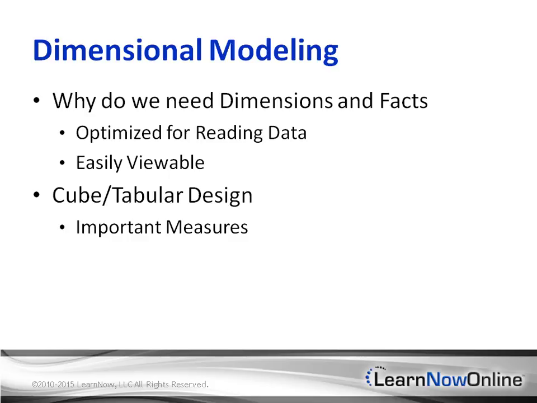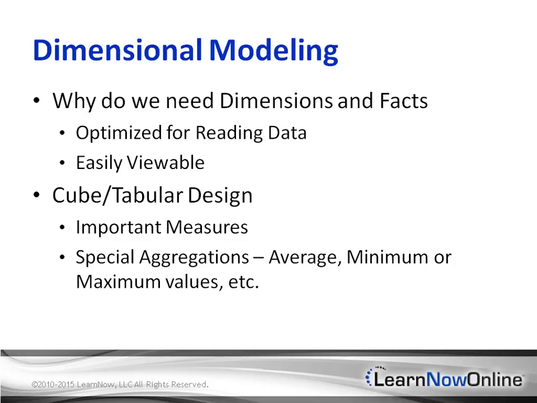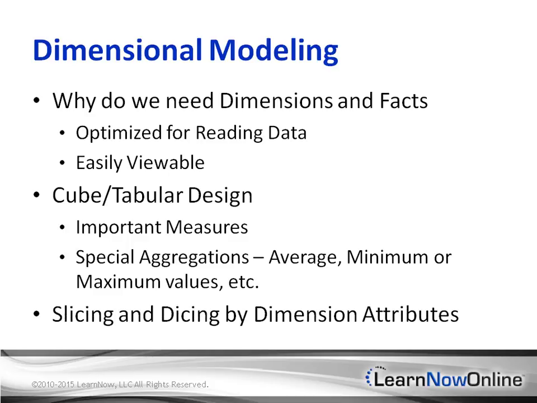The important thing is to clearly define the measures in the model. Additional measures not in the table can include counts or distinct counts of the fact table rows. Formulas are also created from these measures, like sales minus cost, to give other users the ability to look at gross profit margin. Other special aggregations like average, minimum, and maximum values can be included.